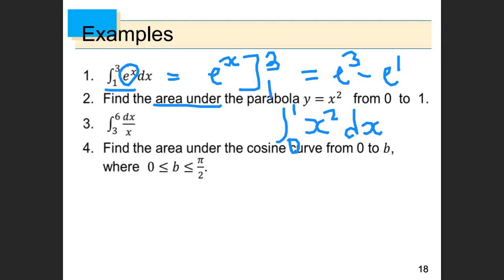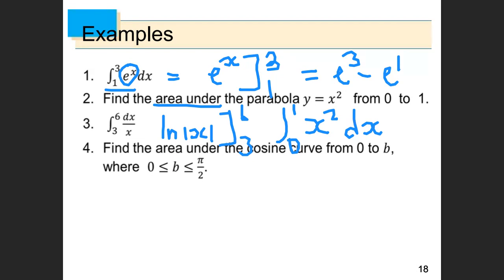Now for 3, we need to integrate from 3 to 6 of dx over x. What is the antiderivative of 1 over x? It's ln. It's the ln function. All right. Specifically, ln absolute value of x. All right. And all you need to do is evaluate it from 3 to 6. So you get ln of 6 minus ln of 3.